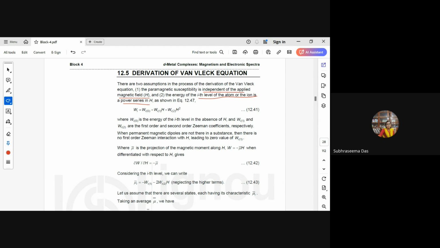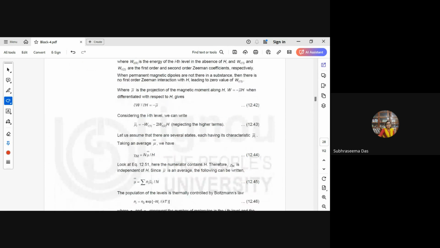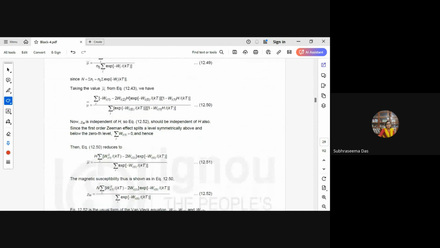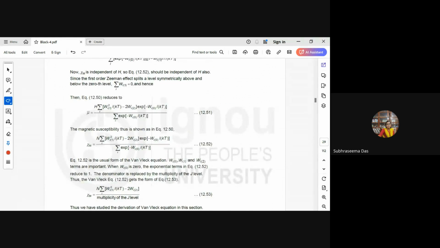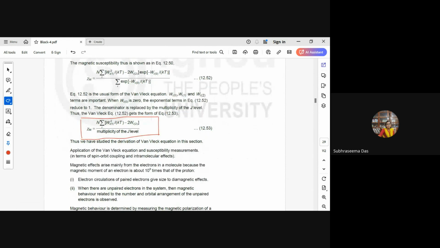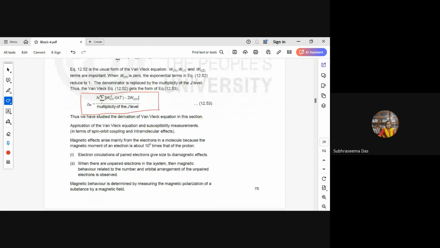Then considering the Zeeman coefficients arising due to the magnetic field, and combining all the equations, the Van Vleck equation finally comes to chi M equals N sigma of (Wi1 squared over kT minus 2 Wi2) divided by the multiplicity of the level. The importance of this equation is that it is applied in susceptibility measurements.